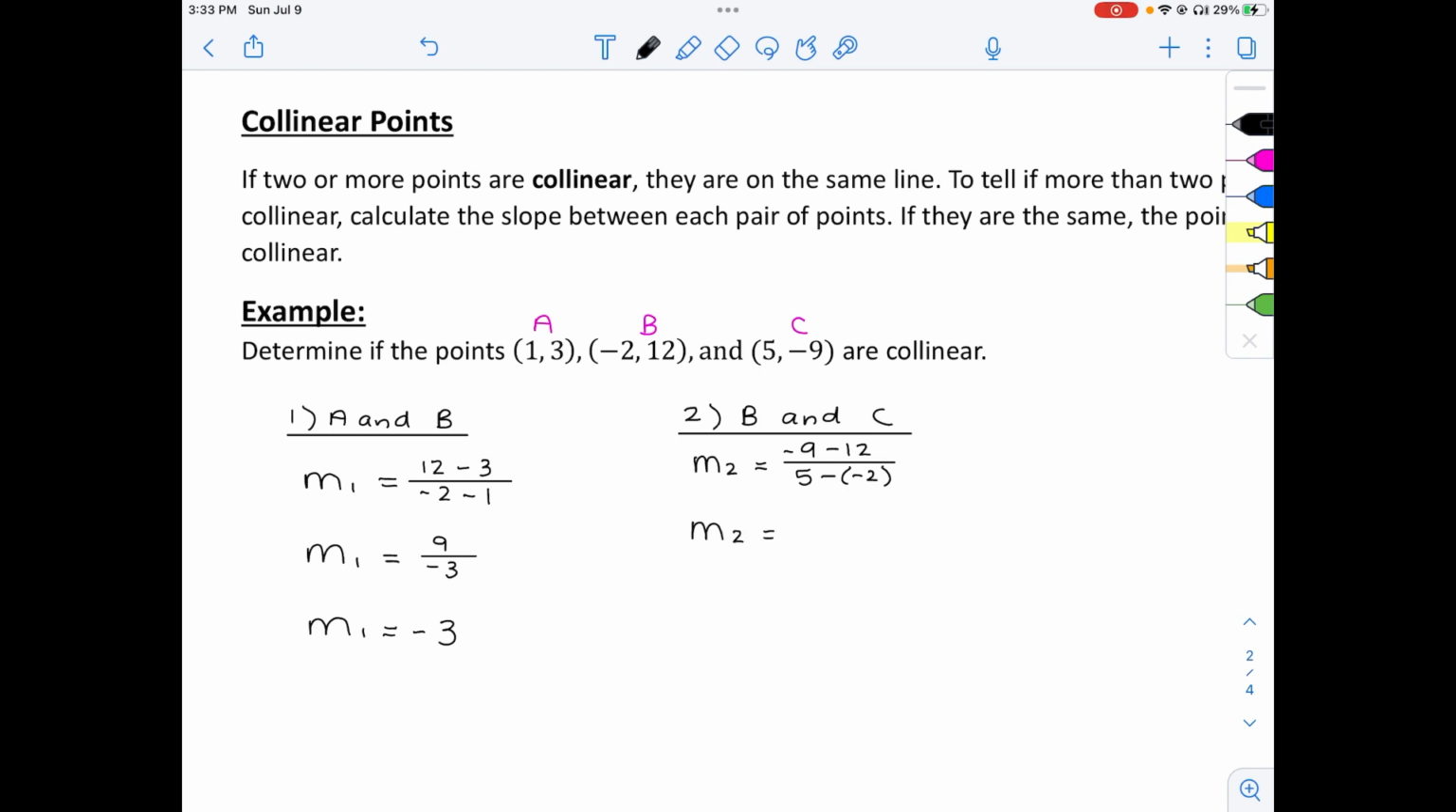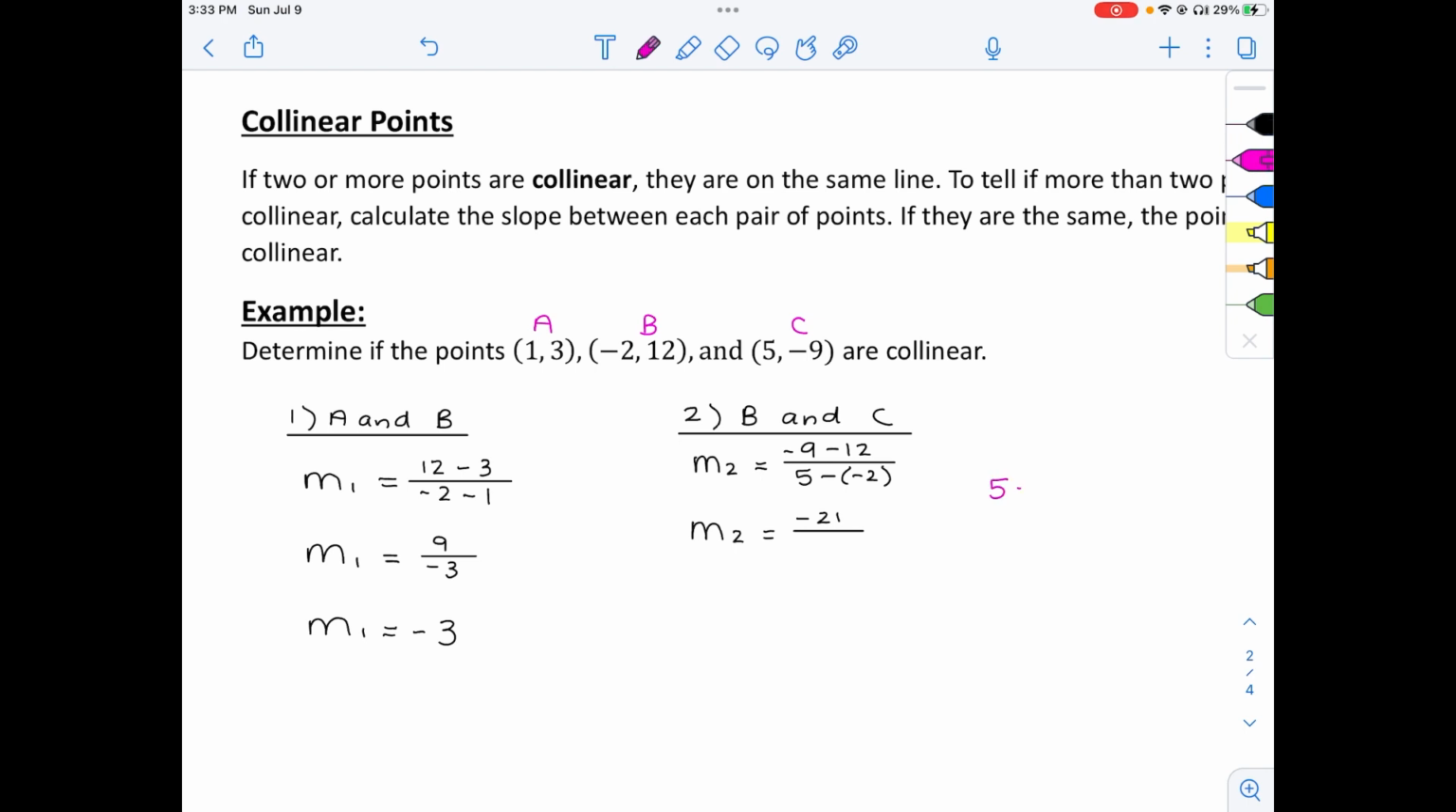Okay, so I'm doing -9 minus 12. If you're unsure how to do this in your head, that's totally fine. Just use a calculator to make sure that you do it correctly. So on top, you're going to have -21. And on the bottom, we're doing 5 subtract -2. So I'm just going to show this over here.